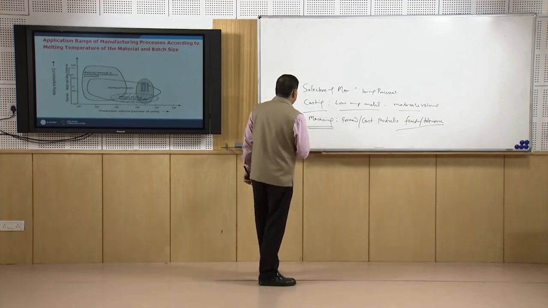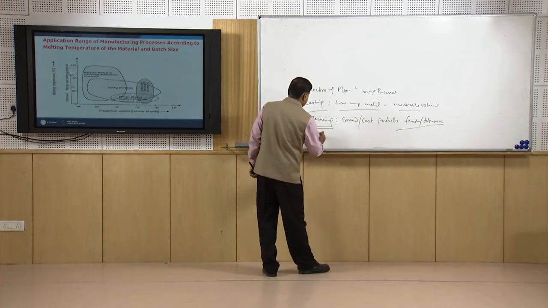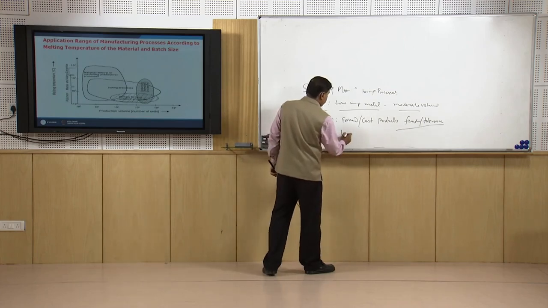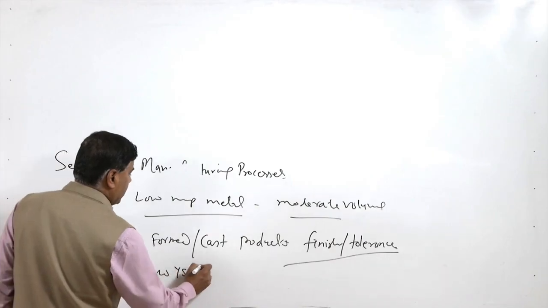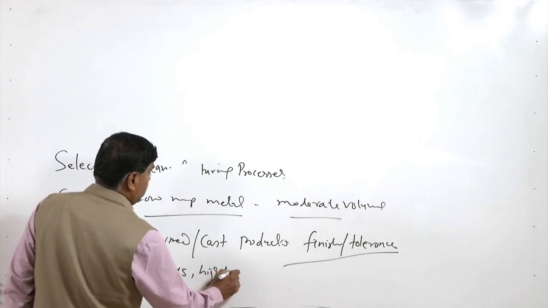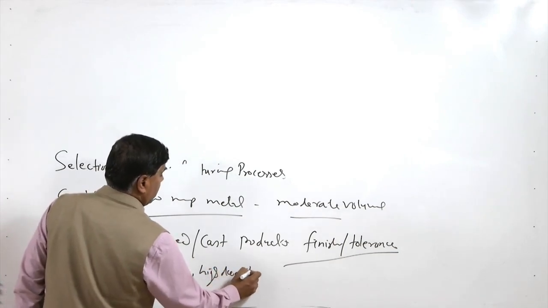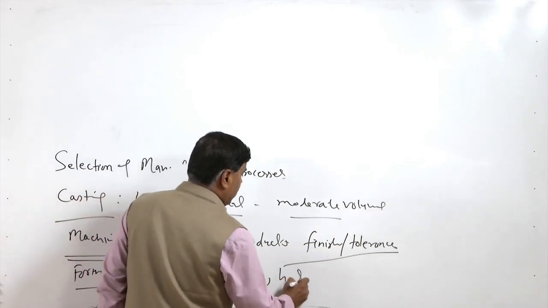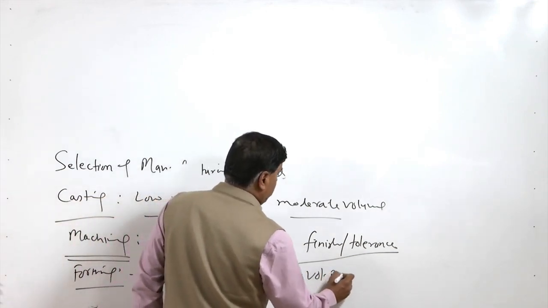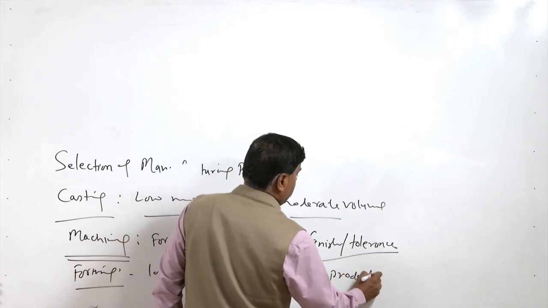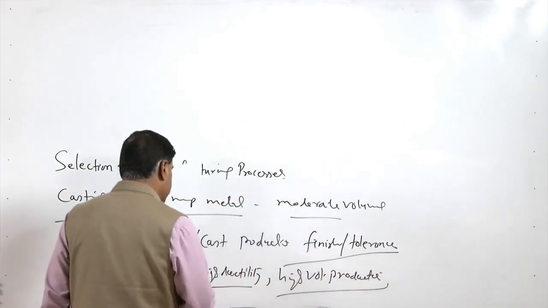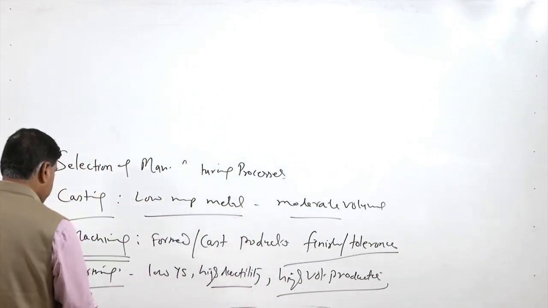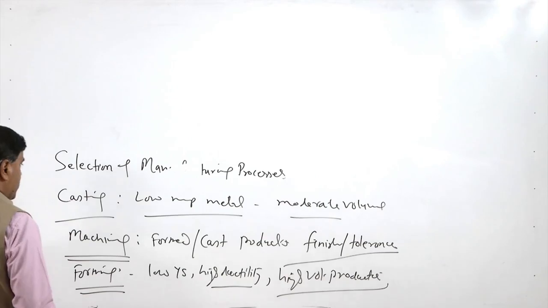So, tolerance, and then forming processes. Forming processes are used for low yield strength and high ductility metals, and for high volume production. When the volumes to be made are very large, then only this high volume production based on forming is justified.